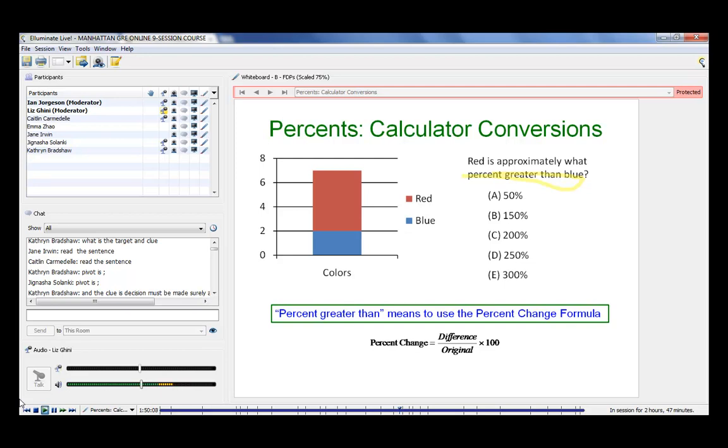Now this is where we got in trouble. Percent greater than blue. Think about this. The language, even though everybody understood it: red is about 250% of blue. It's only 150% greater because we're looking at the difference over the original. So our difference was about 1.5 over the original, which was 1. Very, very annoying to get the wrong answer when you know and you understand the math.